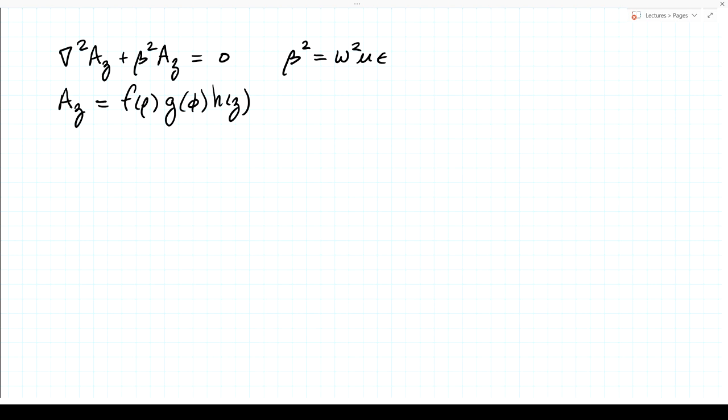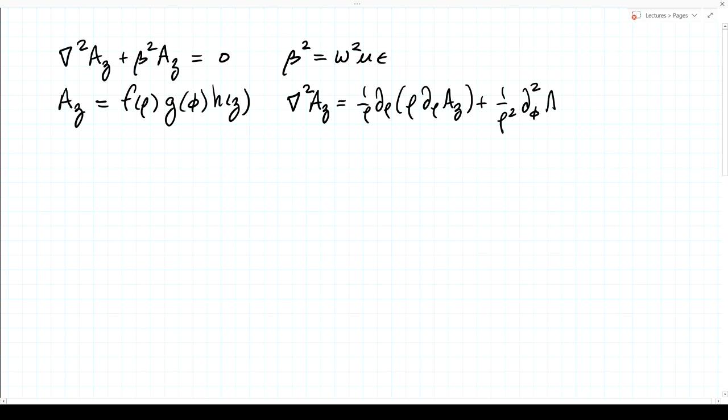So what are the three terms that appear in the Laplacian? Remember that the Laplacian of A_z had three terms. One was 1 over rho times the rho derivative of rho times the rho derivative. And the second was 1 over rho squared times the second derivative with respect to phi. And the third was the second derivative with respect to z.